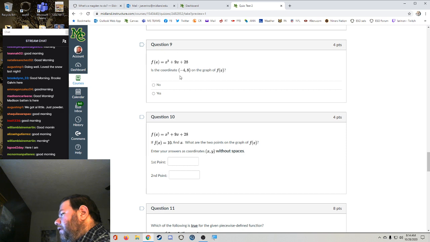9, I think most of you got this one, that yes, it is a coordinate because if we plug in -4 for x and simplify the expression, we do get an 8 after that.